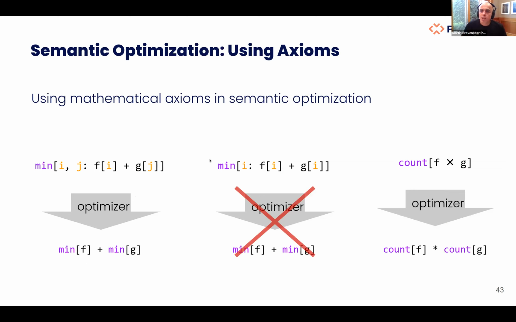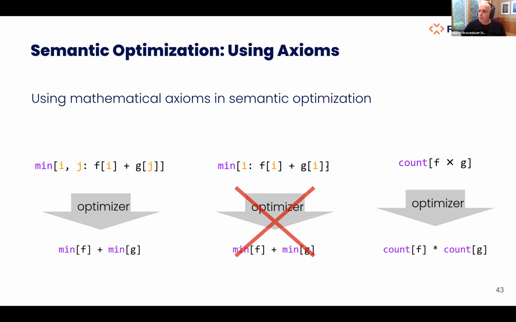To give you a quick impression, I'll give you a very simple example. Let's say that you take a minimum of f_i plus g_j. So you're taking the minimum of this addition. Now these are independent, right? They have no common variable i and j. So that means that you can actually push down the minimum into the arguments and add them up, like the minimum of f plus the minimum of g is the right answer. So that is the kind of analysis that we do in our system.